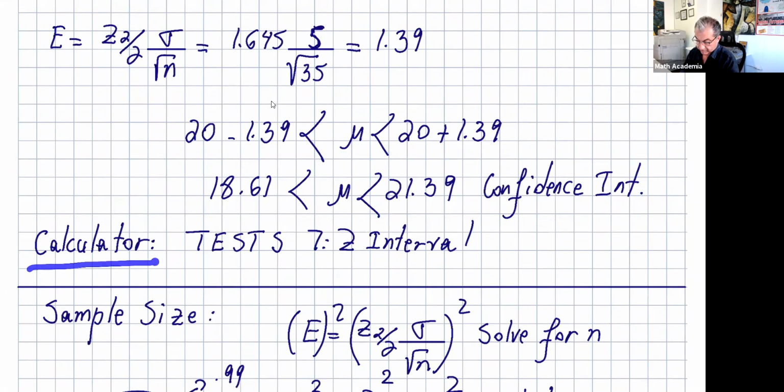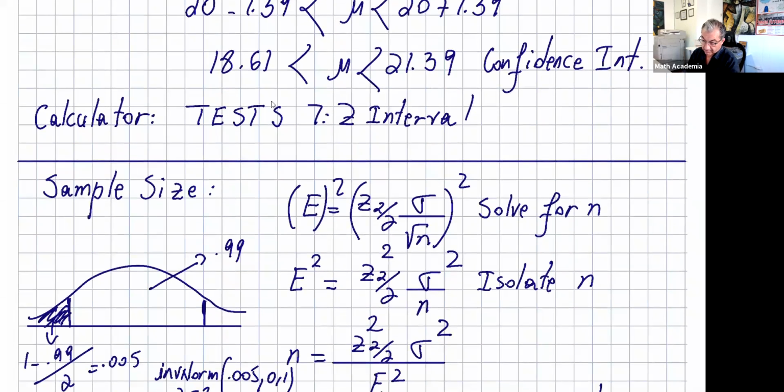If you want to use your calculator, go to stat, one more time, highlight test, and number 7 is Z-Interval. Use that and, of course, you have to pick stats, put the givens, and the calculator will give you the confidence interval.